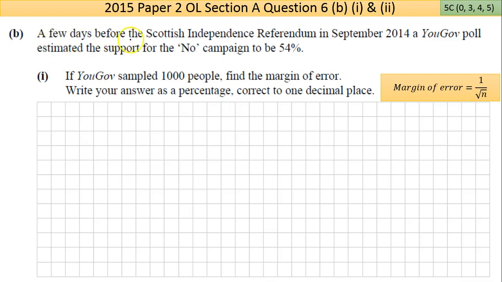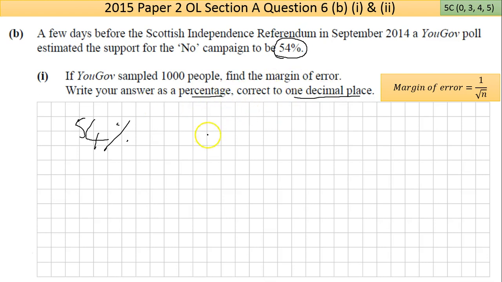A few days before the Scottish independence referendum in September 2014, a YouGov poll estimated the support for the no campaign to be 54%. I would write that down straight away. I won't necessarily get marks for it because it's part of the text in the question. If YouGov sampled 1,000 people, find the margin of error, and write your answer as a percentage, correct to 1 decimal place.